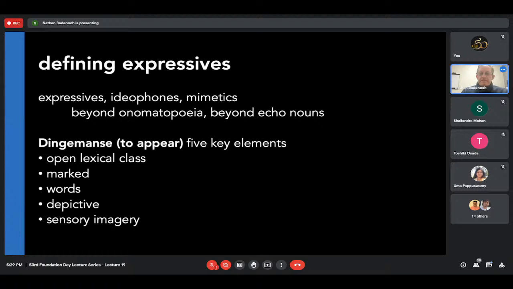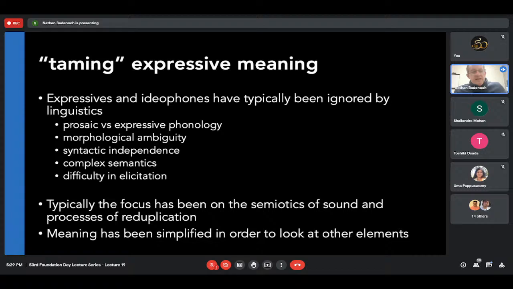Expressives and idiophones have typically been ignored by linguistics, although in South Asia, we can say that there has been quite a lot of work done in several languages over the years. Although I think that it's fair to say that it hasn't really emerged or congealed yet as a solid area of study.